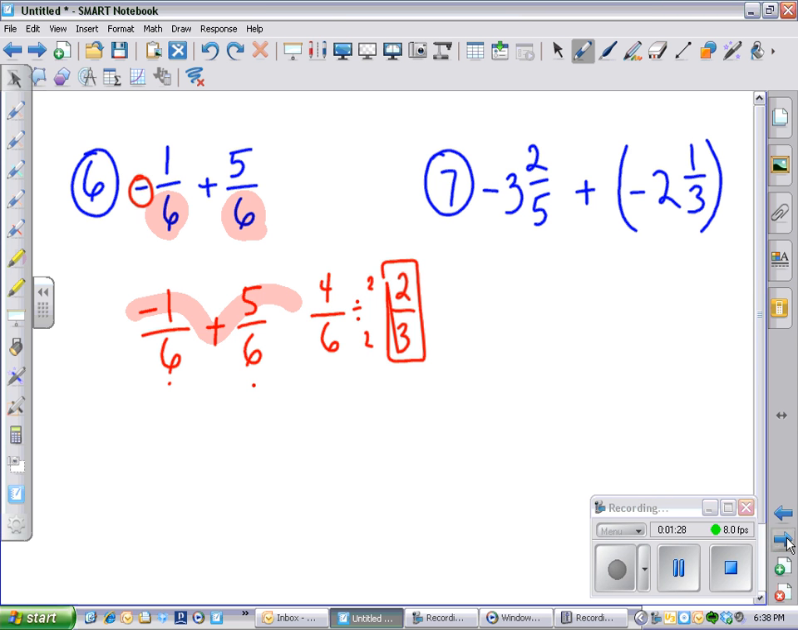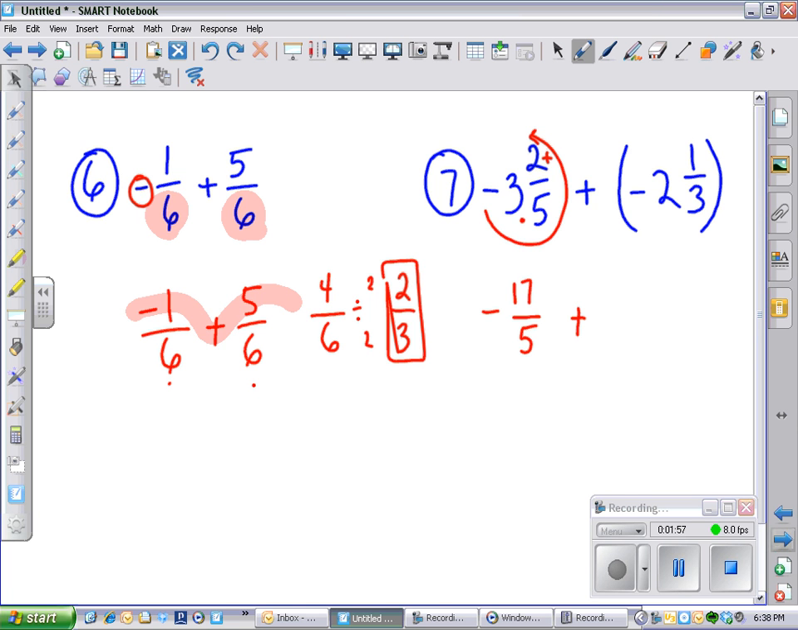Problem number 7, we should convert this mixed number. Remember, converting mixed numbers, multiplying, and then adding the 2. So keep in mind here, just for now, figure it's going to be a negative sign. It was a negative mixed number, so it's going to be a negative fraction. Don't let that affect your conversion of the form. 3 times 5 is 15, plus 2 is 17, and keep your 5 as your denominator.